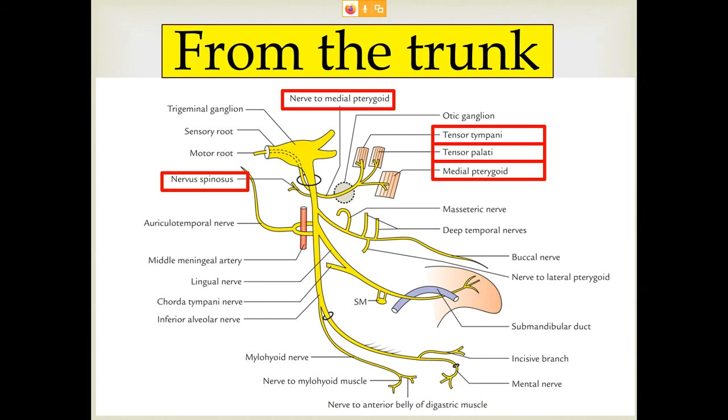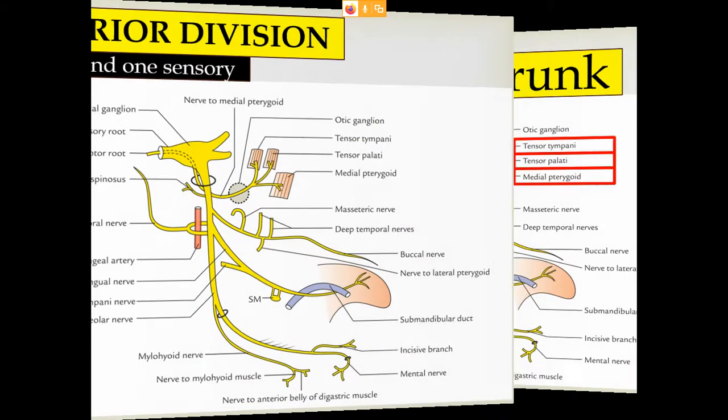You can remember it easily. Take a pen and try to copy the diagram, and follow along. I will explain which branches are sensory and which are motor. From the trunk, there are two branches: the nervus spinosus and the nerve to medial pterygoid. The nerve to medial pterygoid supplies the medial pterygoid, tensor tympani and tensor palatini muscles. The nervus spinosus passes through the foramen spinosum, enters the middle cranial fossa and supplies the dura. That is about the trunk.